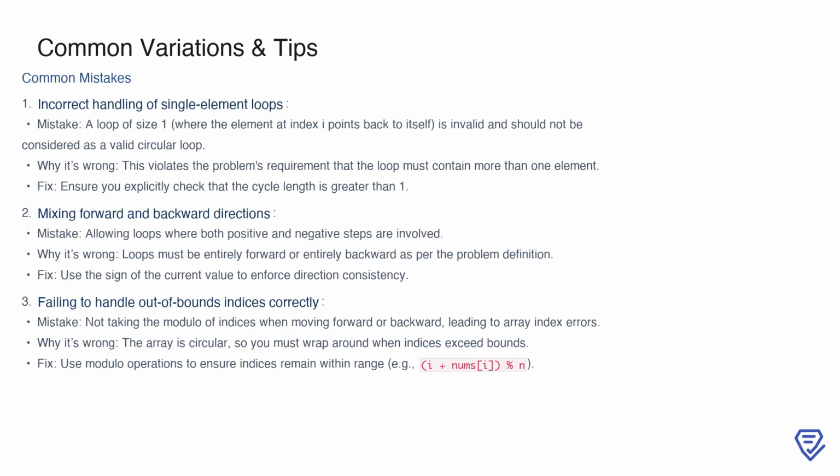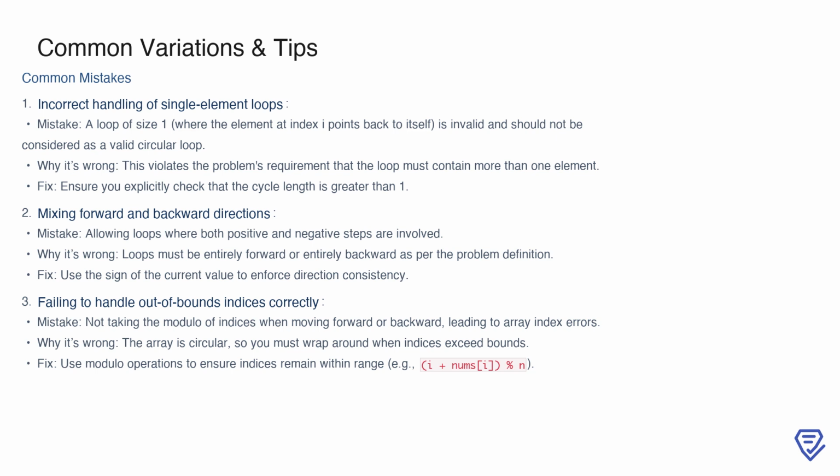When solving this problem, there are a few common mistakes you should avoid. First, be cautious with single-element loops. If an element at index i points back to itself, that's not considered a valid loop because the problem requires loops to have more than one element. To fix this, always check that the cycle length is greater than 1 before validating a loop.